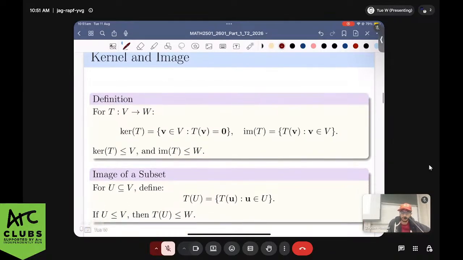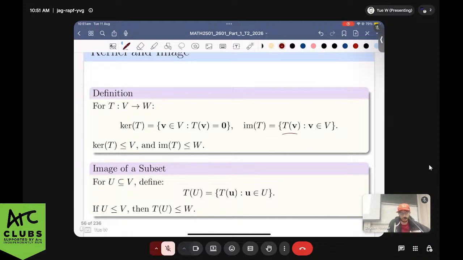Kernel and image. Just like for groups, we have it for linear maps. The kernel is the set of all inputs such that T of v equals 0. Just like a polynomial has roots, you can kind of think of it as the roots of a linear map, intuitively. The image is the set of all outputs of the linear map, the set of all T of v such that v is in V.